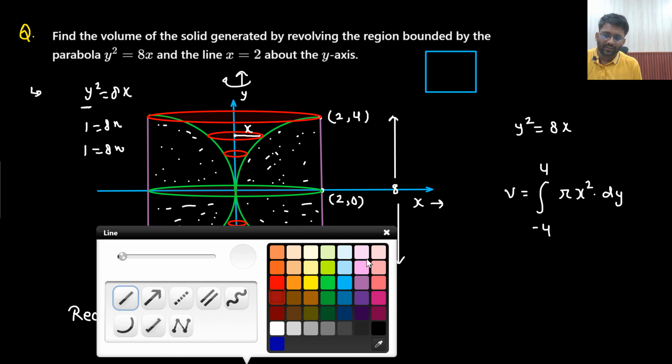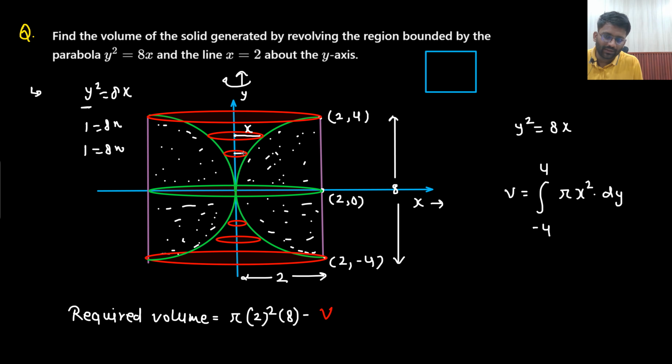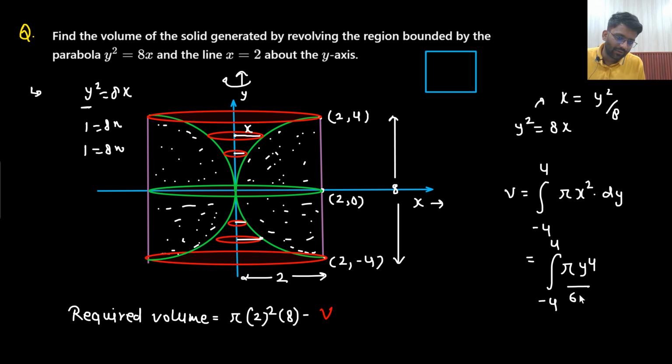Everywhere, sir, the radius is x only. So what is the value of x at this point? X is nothing but y square by 8. So what will be x square? X square will become y to the power 4 by 64, with y going from minus 4 to 4.